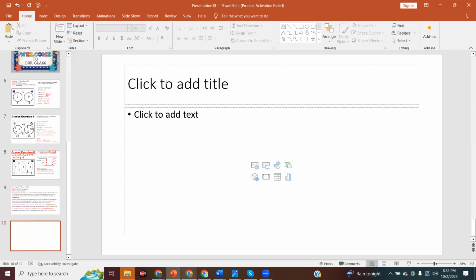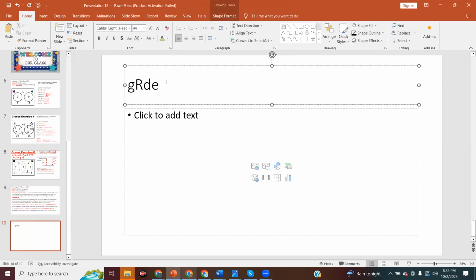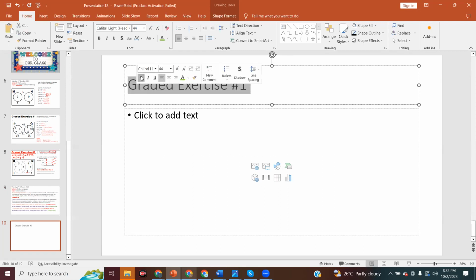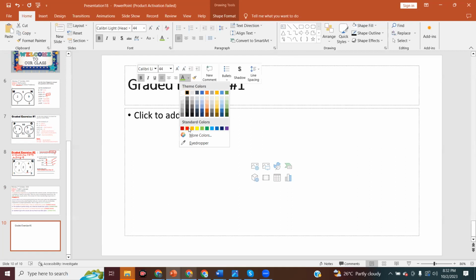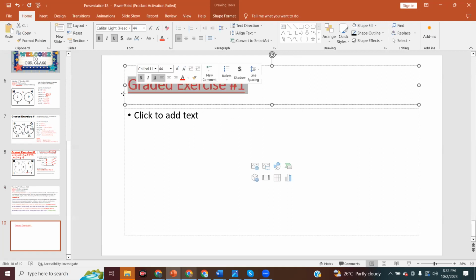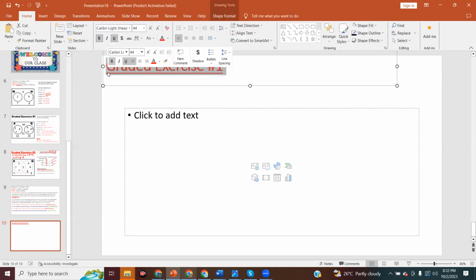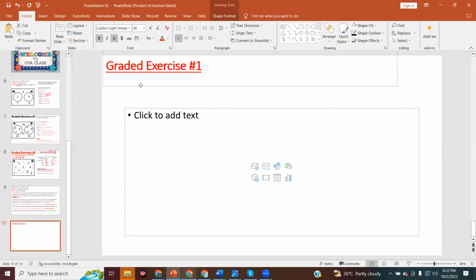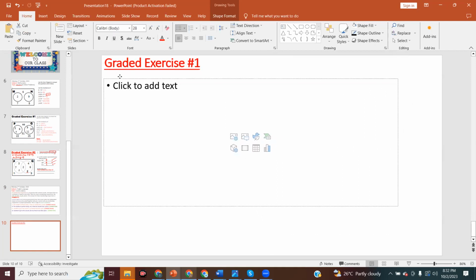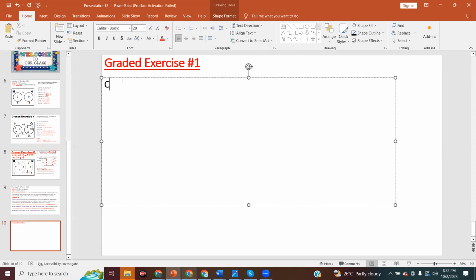I think it's obvious what the grade exercise is going to be about. So, grade exercise number 1. So now don't go back to school and tell your teacher that you have never heard about comma splices, because now you know what it is. Instructions.